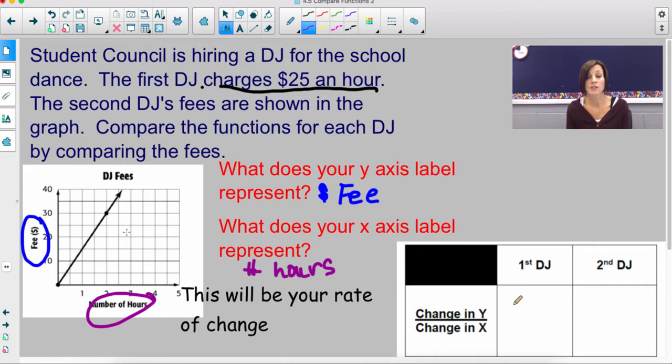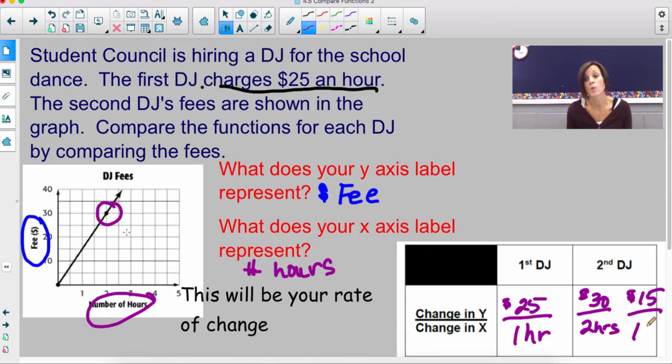So for the first DJ, our fee is $25 per 1 hour. So it's $25 for the first hour, $50 for the second hour, $75 if he works 3 hours, and so on. We don't need to make a function table to know it's $25 an hour. All right, we are going to take the rate of change for DJ 2 through the graph. We've got a dot right here at $30 over 2 hours. So $30 over 2 hours gives us a rate of change, or unit rate, of $15 per 1 hour.